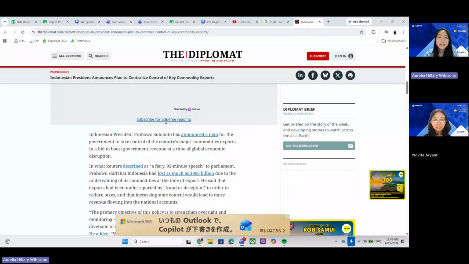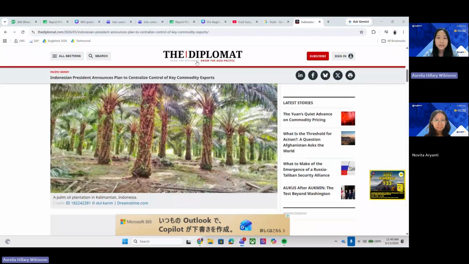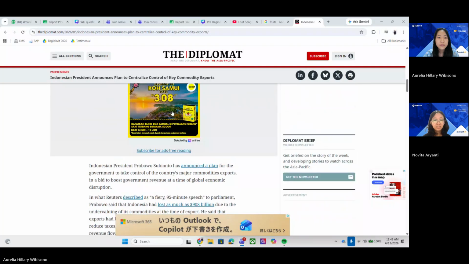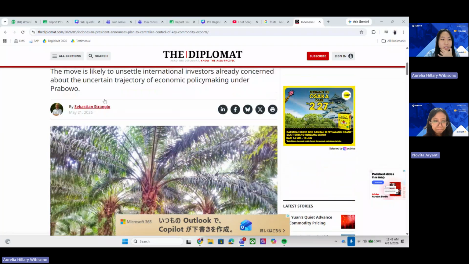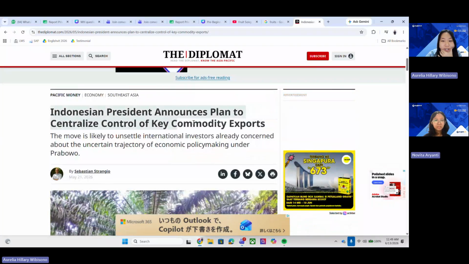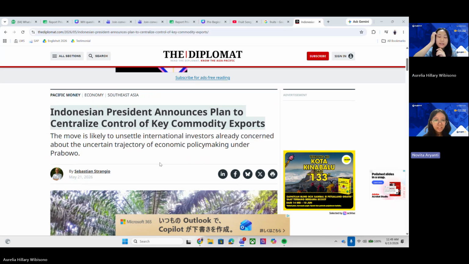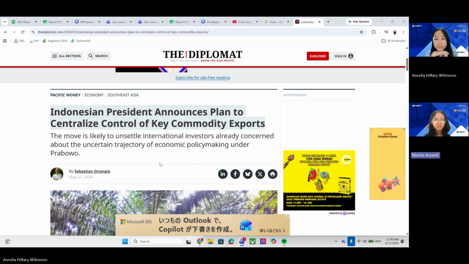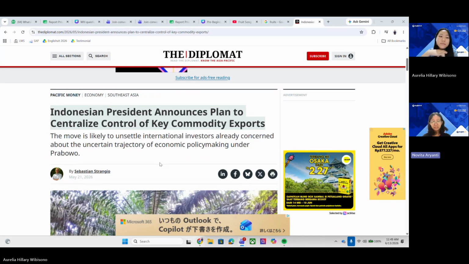The Diplomat. It is one of the international news. Let's start with the title. Let's read it together, and then I will ask you some questions regarding the news. Indonesian president announced plan to centralize control of key commodity exports.